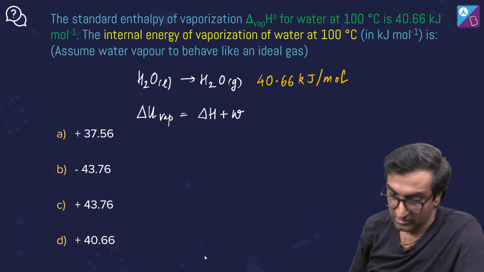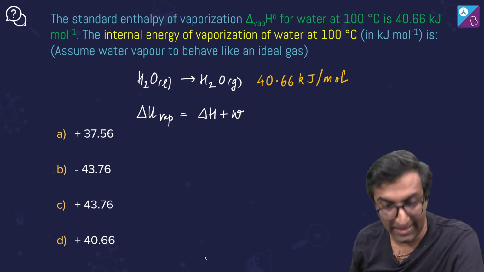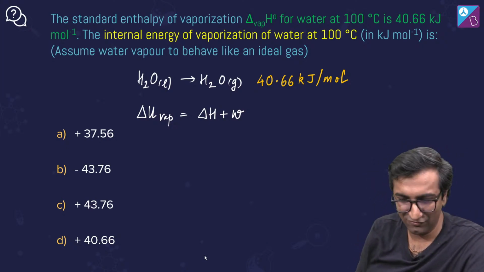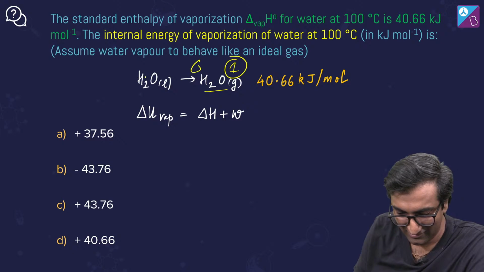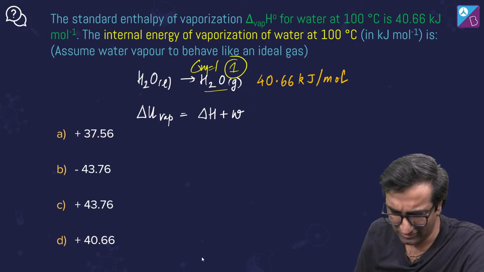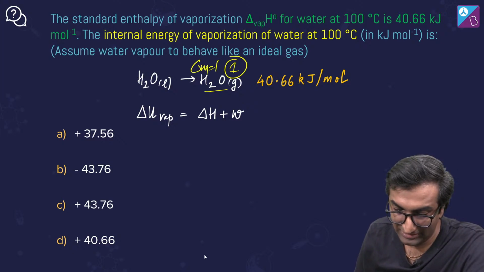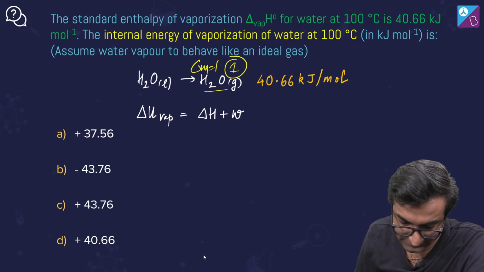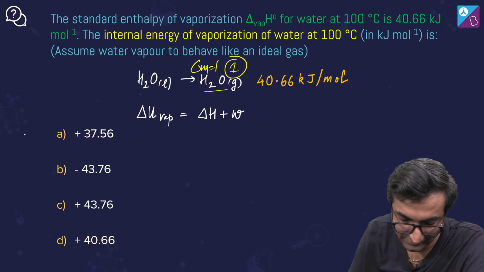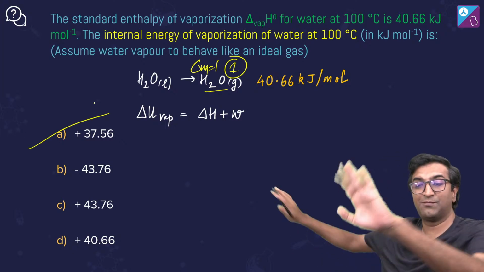ठीक है? अब number of gaseous moles क्या है? Gaseous moles, yeah, you've got 1 mole of gas over here. Delta Ng is equal to 1. So you've got to subtract something from delta H. तो delta H से थोड़ा कम होगा. 40.66 से थोड़ा कम. Actually मुझे एक ही वैल्यू दिख रही है. Hence this is the answer. खत्म. Don't spend time after this.